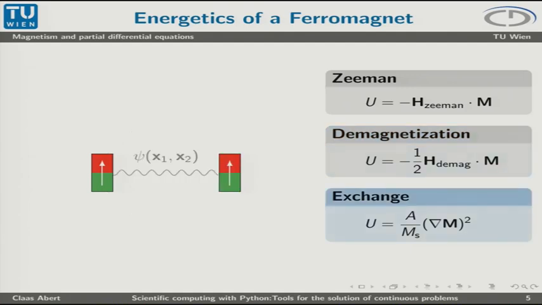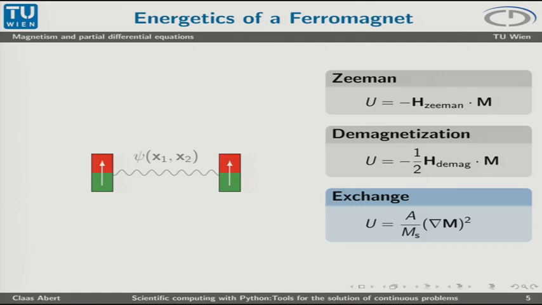This is where the exchange interaction comes into play. The exchange interaction is a quantum mechanical effect, which acts between neighboring elementary magnets, that is, elementary magnets whose wave functions overlap. These neighboring magnets have a lower exchange energy if they align in parallel. So this is a very local field.